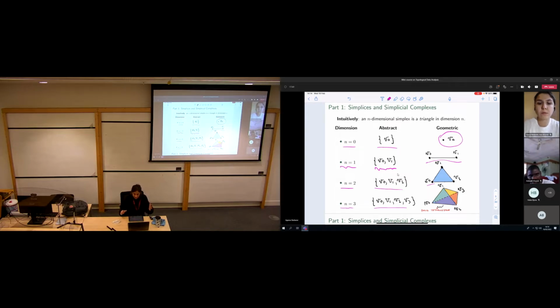Any questions so far? So again, as you can appreciate from this schematic, in each dimension we have, let me repeat myself, the generalization in that given dimension of the concept of a triangle. All right.